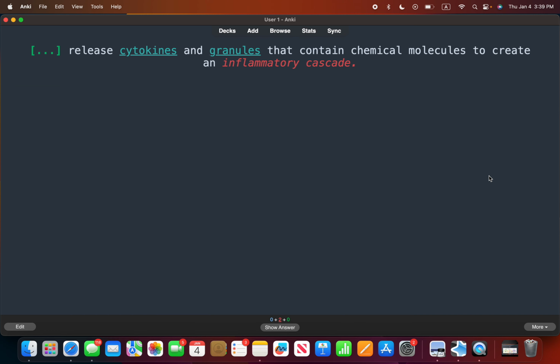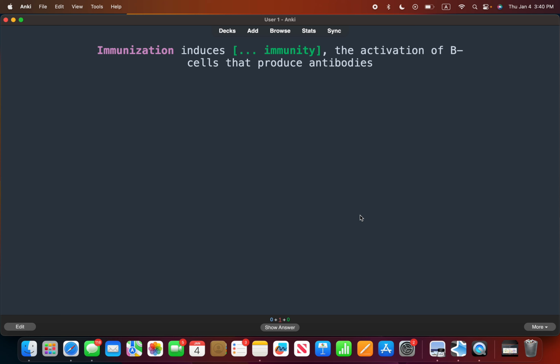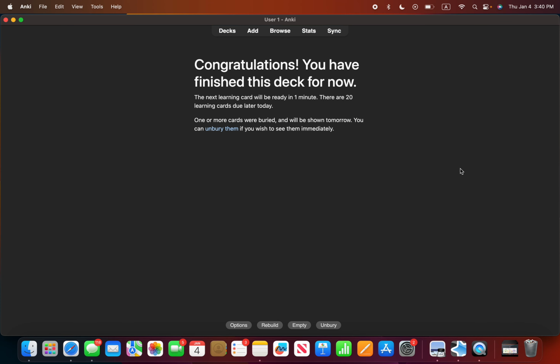What releases cytokines and granules that contain chemical molecules to create an inflammatory cascade? It is our mast cells that release cytokines and granules. Yeah, we didn't get that. It's important. Mast cells are also important for wound healing and basically for inflammation. Immunization induces active immunity, the activation of B cells that produce antibodies. So we got that right too.